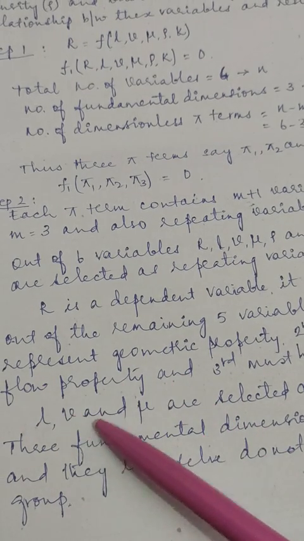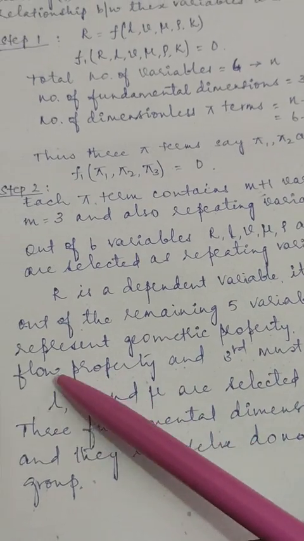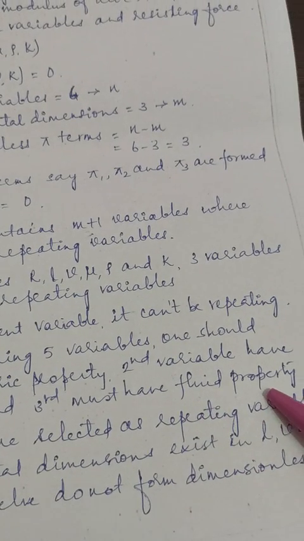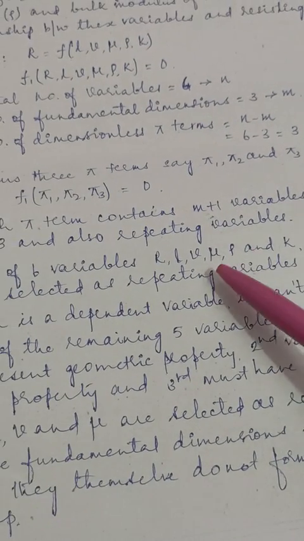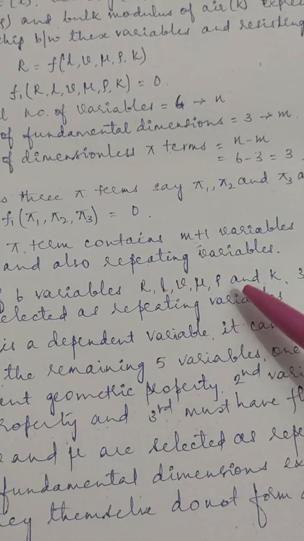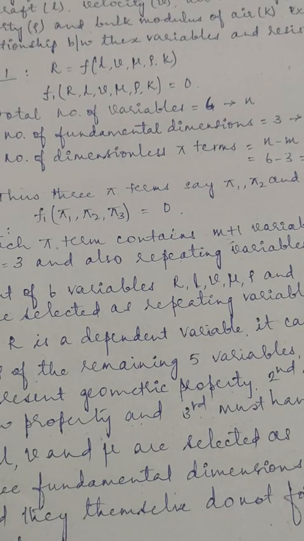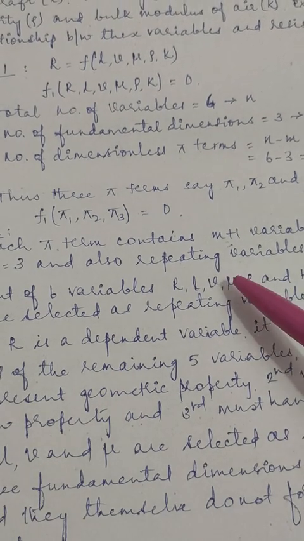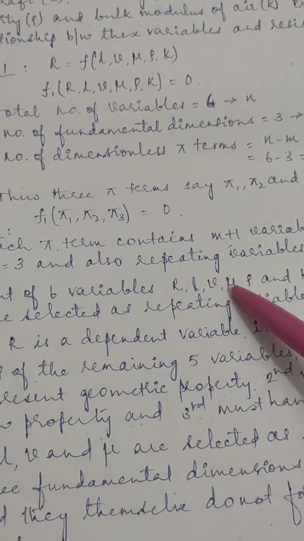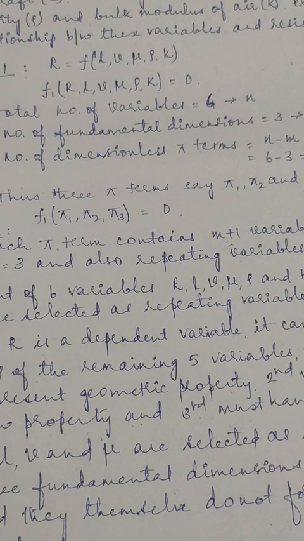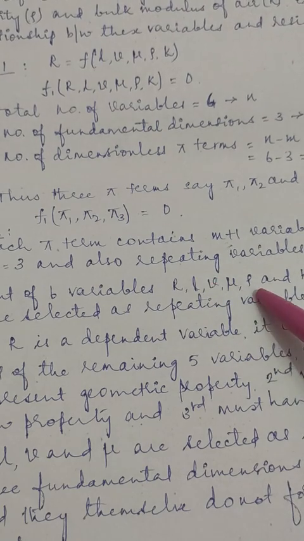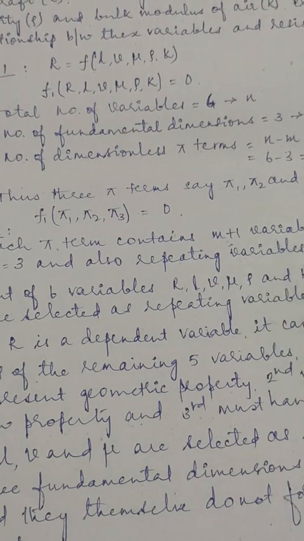So velocity is representing my flow property, and the third one must be a fluid property. Out of these 5 variables, I have my density, viscosity, and even bulk modulus. All these 3 are representing my fluid property only.